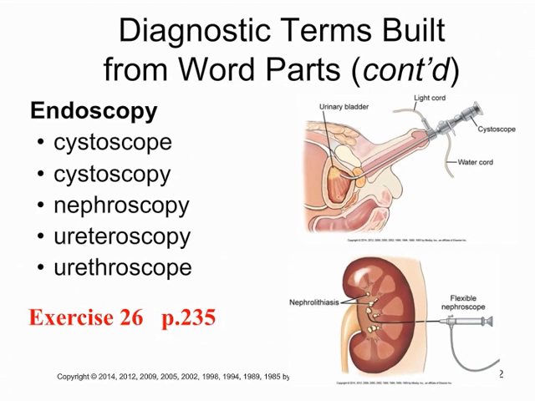Here are the endoscopic terms, and they're very straightforward as long as you keep the 2 suffixes in line. So we have scope and scopy. Scope is the actual instrument, whereas scopy is the process or procedure of looking. So cystoscope and cystoscopy have to do with the bladder, nephroscopy has to do with the kidney, and ureteroscopy and ureteroscope have to do with the ureter or urethra.